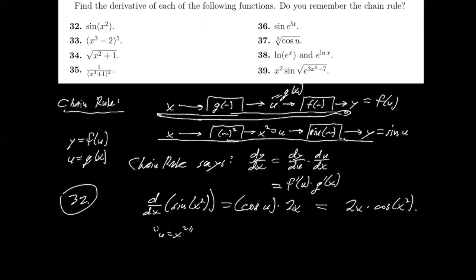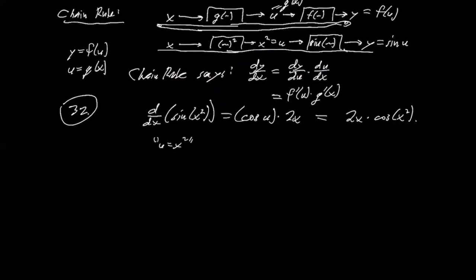But in practice, we don't want to write out the whole dy du, du dx, identify u, identify f and g, do all that stuff. So what we'll do instead is, I like to think about differentiating layer by layer, because that's kind of what we did. We differentiated the sine layer, and then we multiplied that by the derivative of the squaring layer. There's two layers of the function. It doesn't matter what order we do it in, since we're multiplying. The derivative of the outside layer, the sine, gave us that, and the derivative of the inside layer, the x squared, gave us that.